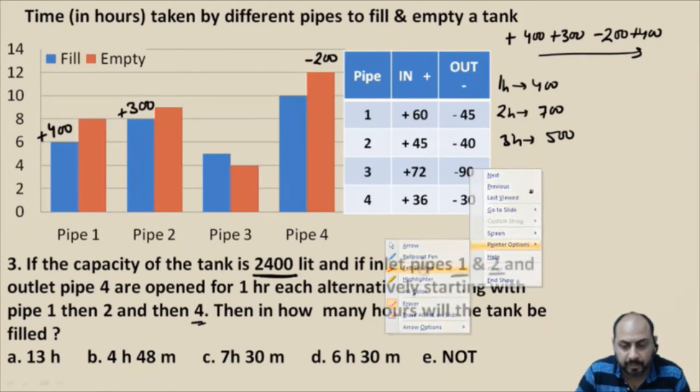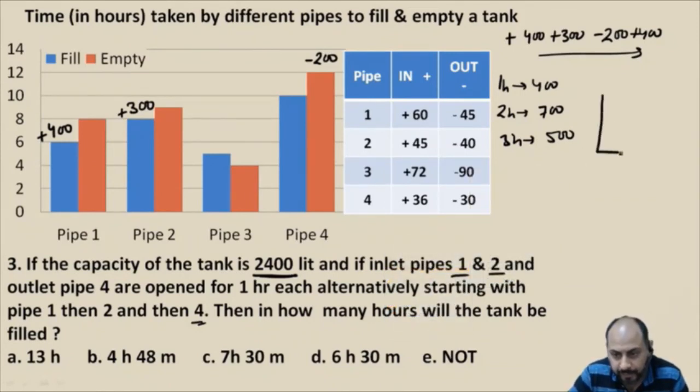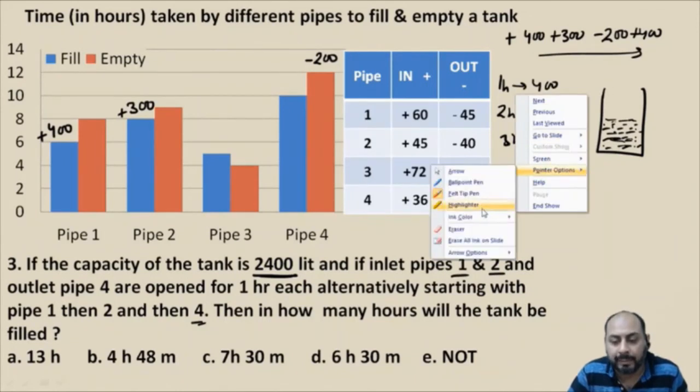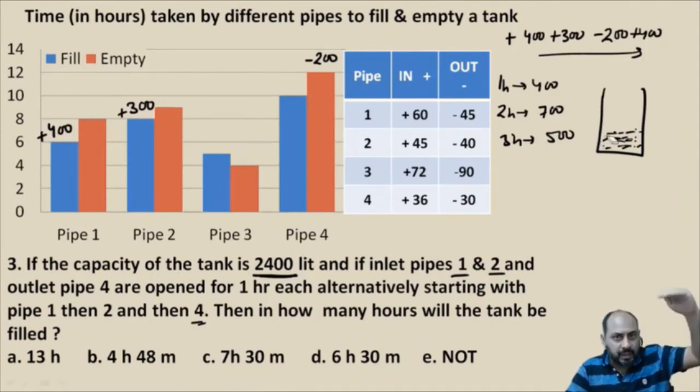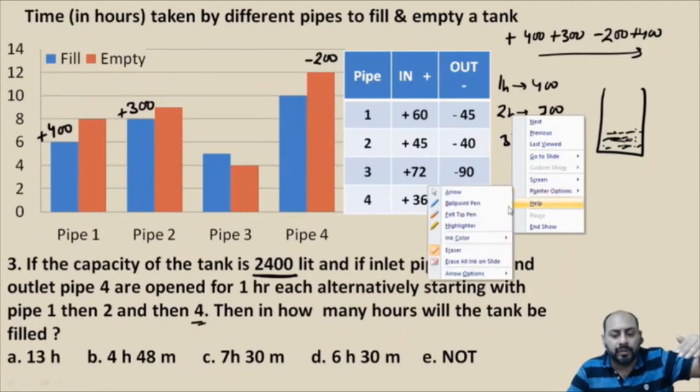Please try and understand. I'm going to make a small diagram for you. This is what happens in the first hour. Then this is what happens in the second hour. Then this is what happens in the third hour. So what is happening is the level will first rise and then start falling. So we have to be careful in how we calculate this.